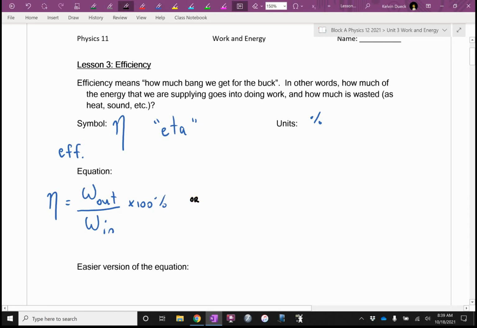Or power out divided by power in, and then times 100% to make it a percent. Or, really, energy out divided by energy in, and then times 100% to make it a percent.